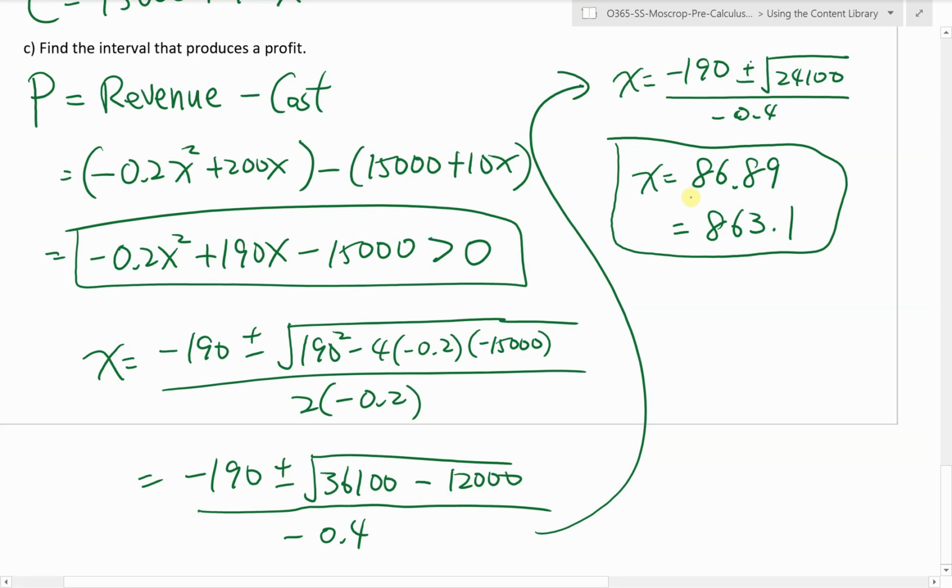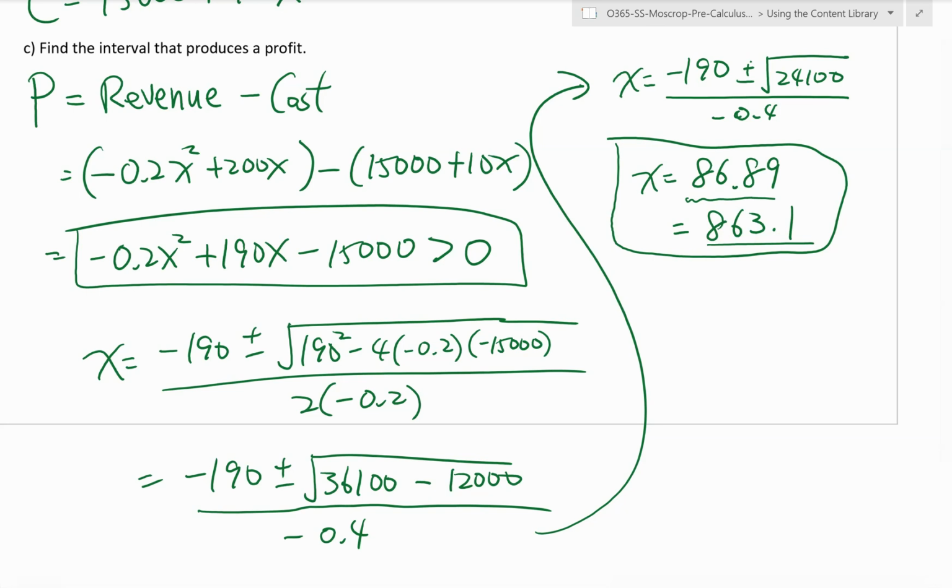Okay, this is telling us that when we produce 86.89 stereos, we are going to produce profit. That means if we actually produce 86 only, we will not make a profit. So in that case, we actually need to round up. Okay, whereas for 863.1, this is the maximum number of stereos that we can produce to make profit, which means if we increase to 864, we will not produce profit. So in this case, we have to round down, okay?